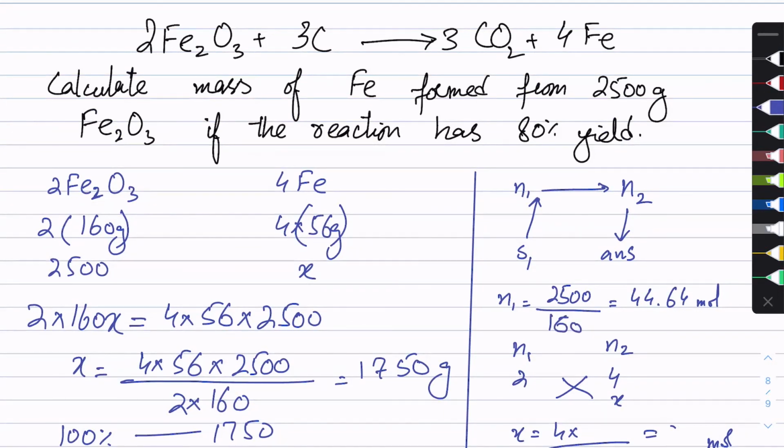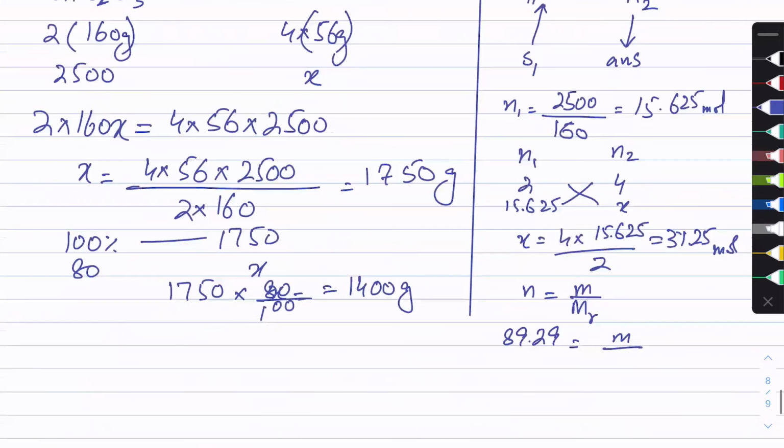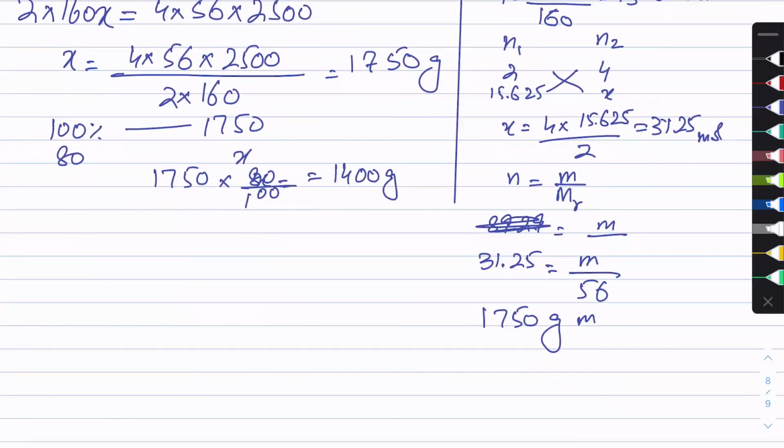So 2500 divided by 160, that will be 15.625. That will be 31.25, or 31.25 equals mass over MR, AR in this case. So 1750 grams. See, same. And now because this is when you have 100%, so I have 80% yield.